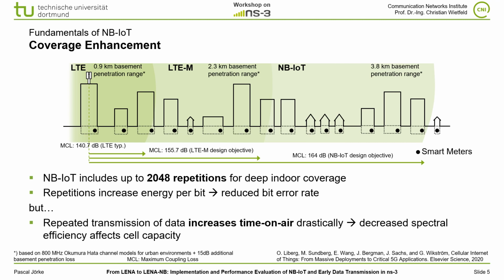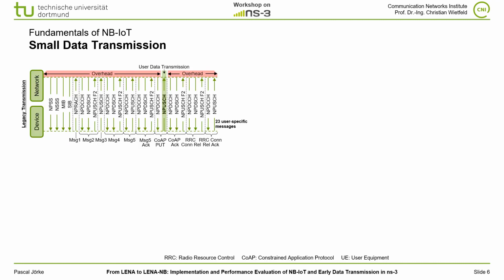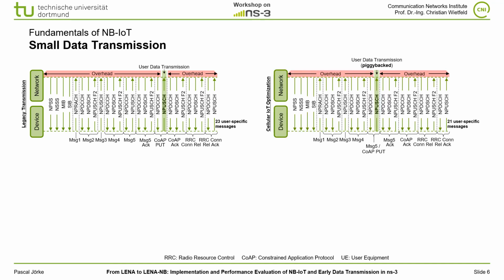When we look at the signaling overhead of a single user transmission, in this case a CoAP UDP-based transmission along with an application layer acknowledgement, we can see that this single user data transmission needs 23 user-specific transmissions in total and therefore gives the transmission a poor spectral efficiency. In NB-IoT, this transmission overhead needs to be reduced as much as possible. That's why in the first attempt, Cellular-IoT C-Plane Optimization has been introduced.